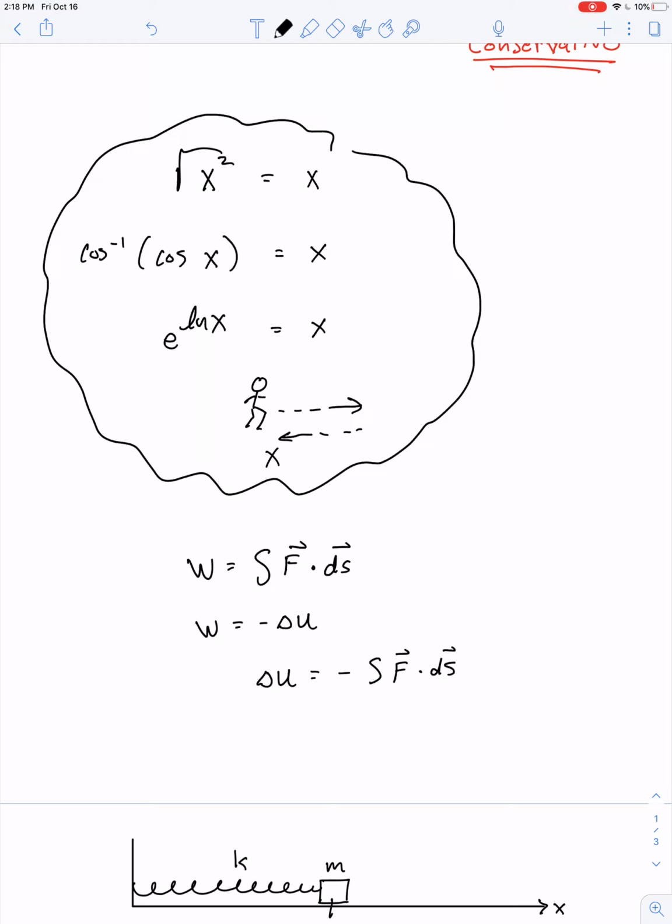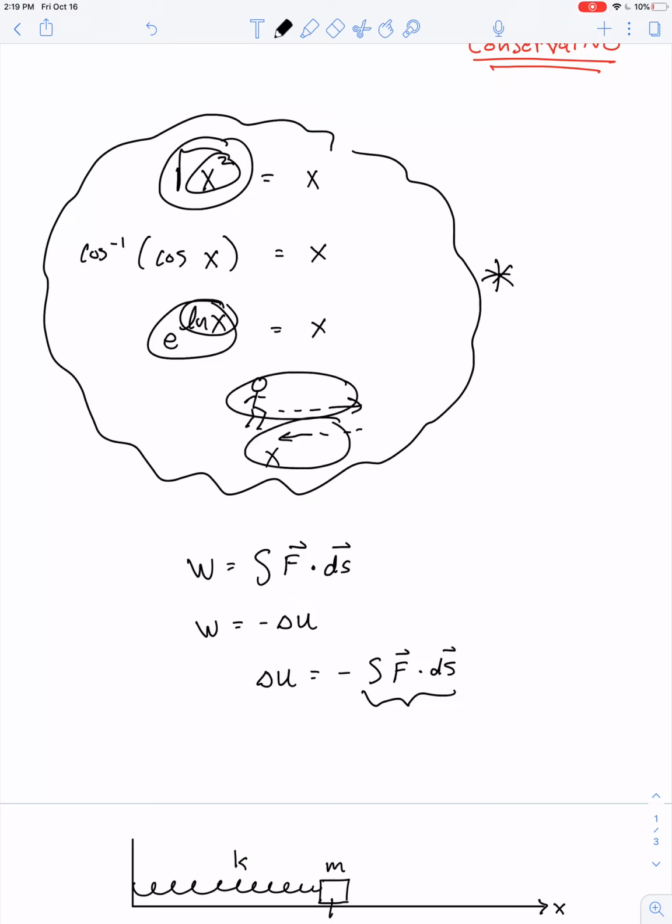Well, the reason for all this nonsense, I want to ask the question, what's the opposite of squaring something? Taking the square root. What's the opposite of taking the natural log of a value? That's raising e to some value. What's the opposite of walking to the right? Walking to the left.